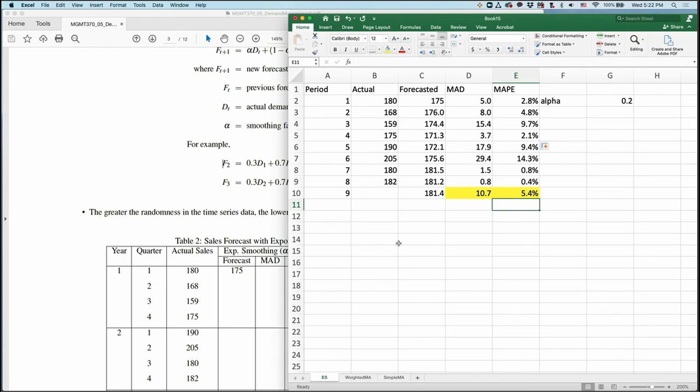So we covered exponential smoothing, and we computed the weighted moving average. Also, we computed the simple moving average.